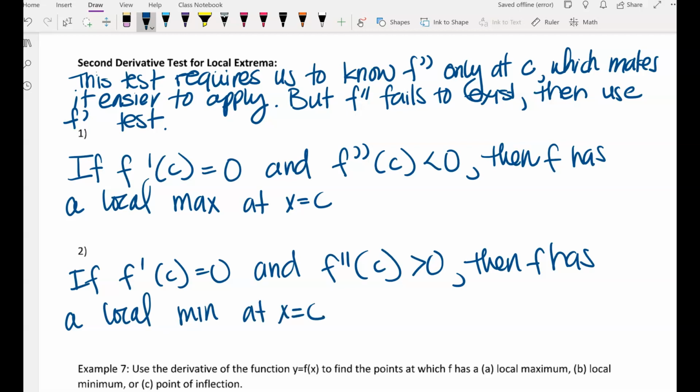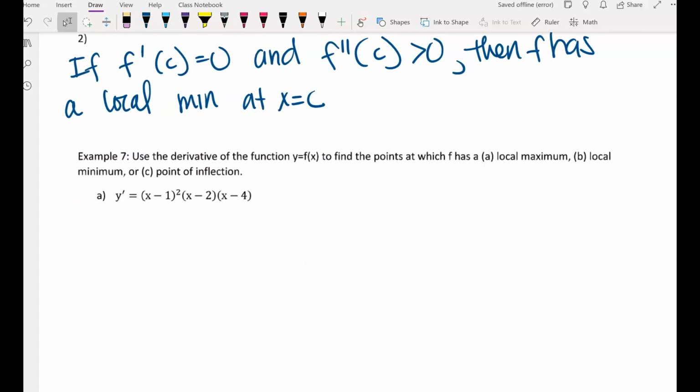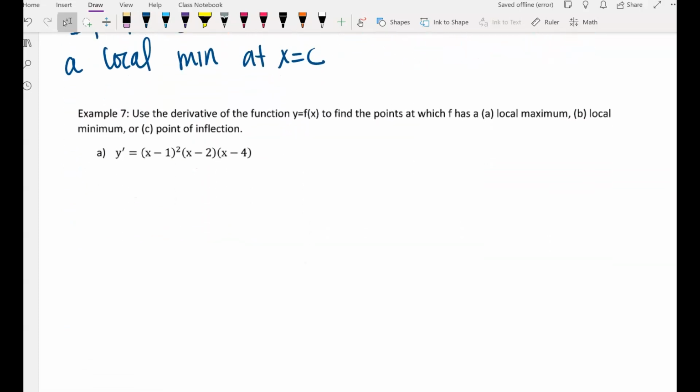Okay, so here's an example. I'm going to show you both methods, first derivative and second derivative, and then you can see, you know what, sometimes the first derivative is not bad, sometimes the second derivative is easy, okay? This one, they already gave us the first derivative, so all we have to do is set it equal to 0 to find our critical points. Take each factor, solve for x.